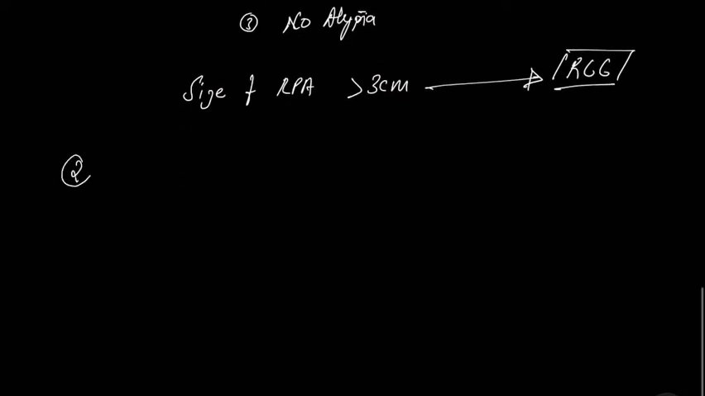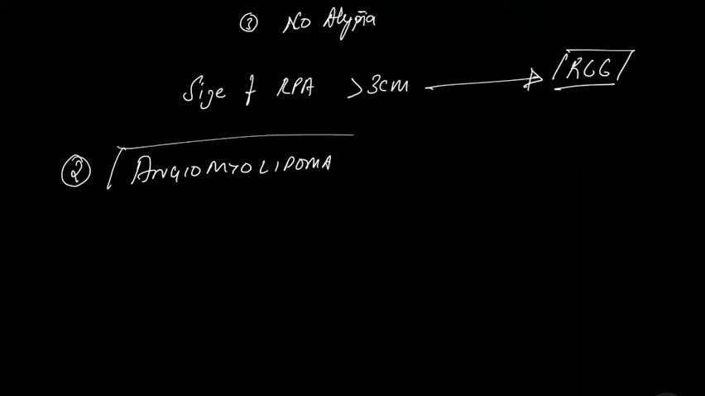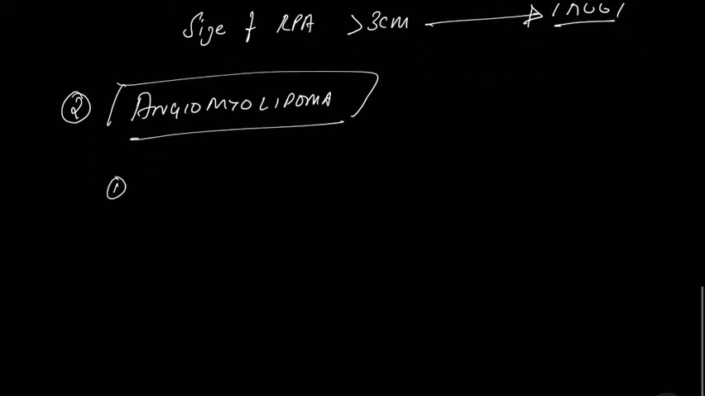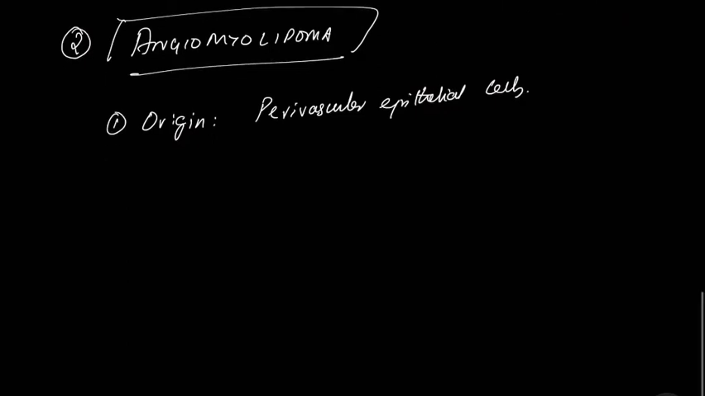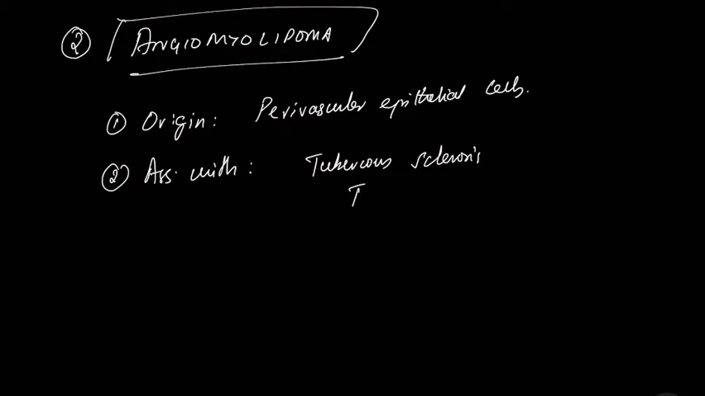Now let's come to the second benign tumor, that is your angiomyolipoma. Alright, again, this is a benign renal tumor. So let's start with its origin. So this tumor originates from your perivascular epithelial cells. Alright, and it is associated with your tuberous sclerosis, that is TSC1 and TSC2.